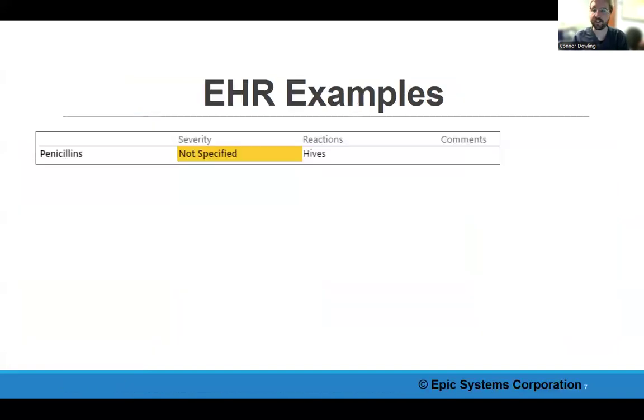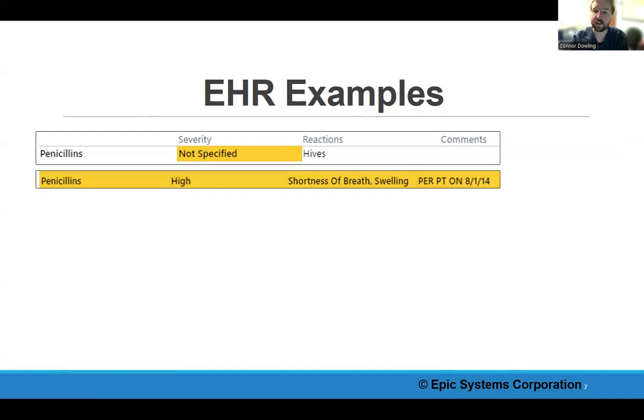To kick us off with what we would expect to see in terms of these different hypersensitivity reactions in the EHR, I think this is best exemplified by what we would commonly see when we see our allergies listed in EPIC. For example, this patient has a history of penicillin allergy. They don't specify the severity, but they do mention that this is hives, so urticaria. This is that type 1 look. They don't give us any sort of comment, but that's what we're thinking here.